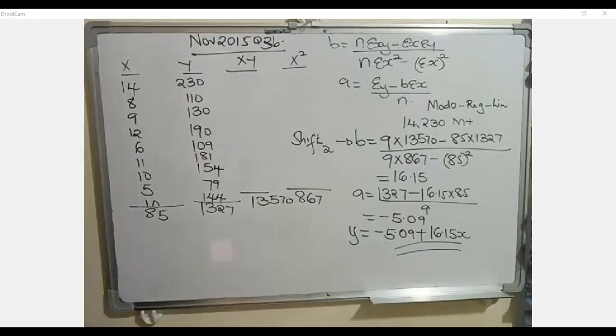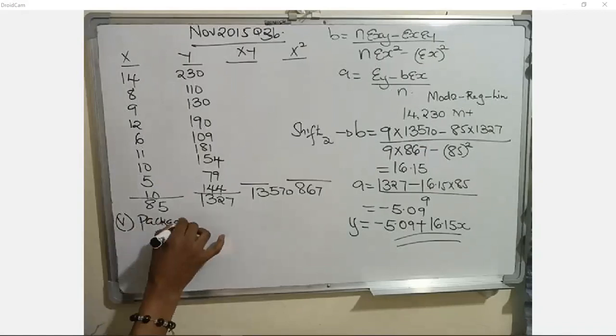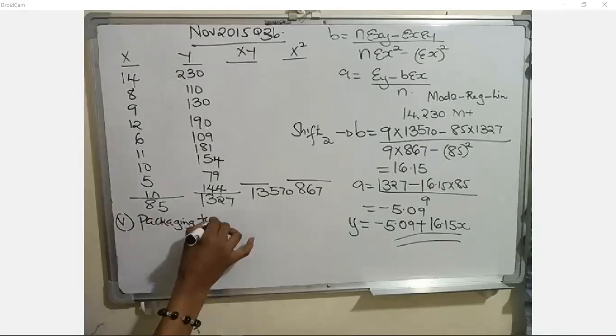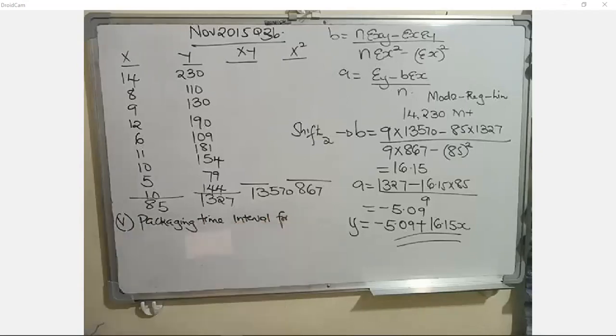The last requirement, what is the examiner saying? Eunice, can you see the last requirement? Requirement number 5. The examiner tells you the packaging time interval for 7 units. So he is asking the packaging time interval for how many units? 7 units.